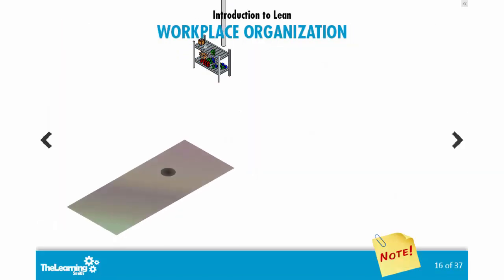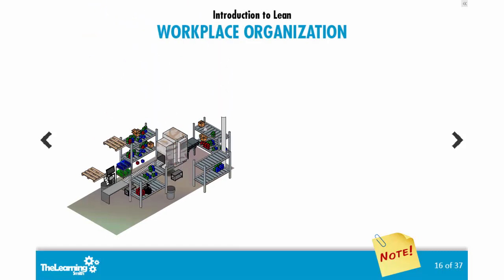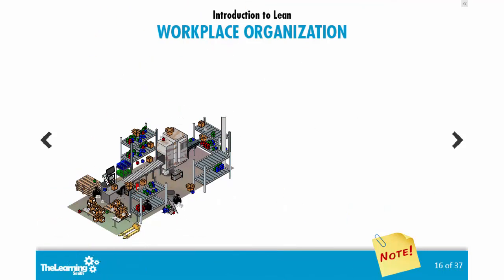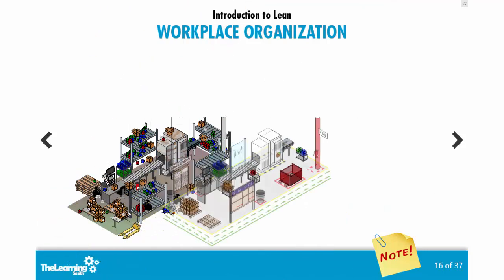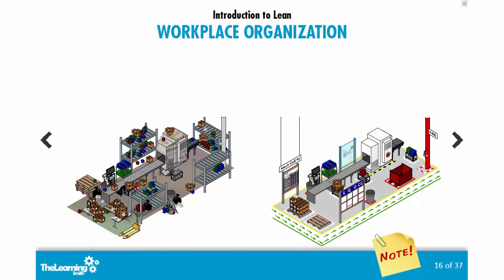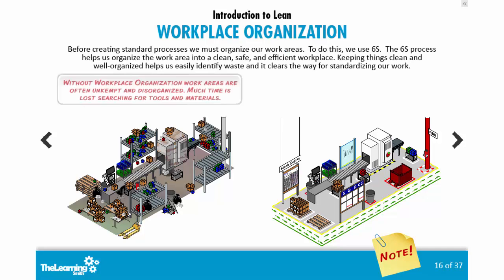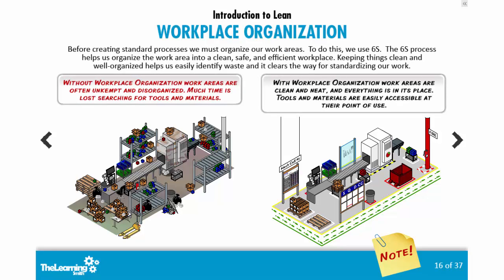Before creating standard processes, we must organize our work areas. To do this, we use 6S. The 6S process helps us organize the work area into a clean, safe, and efficient workplace. Keeping things clean and well organized helps us easily identify waste, and it clears the way for standardizing our work.